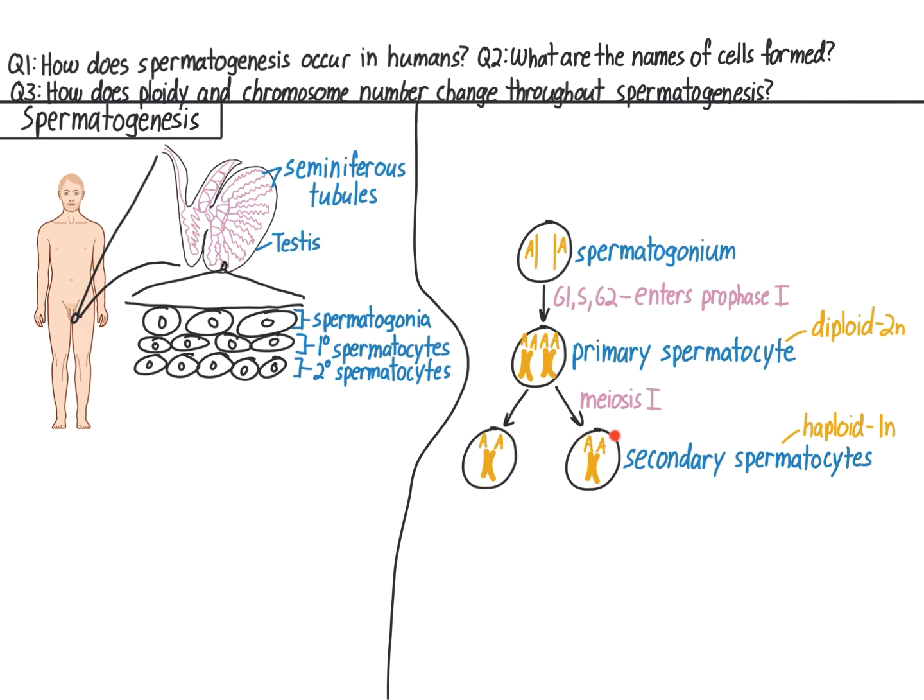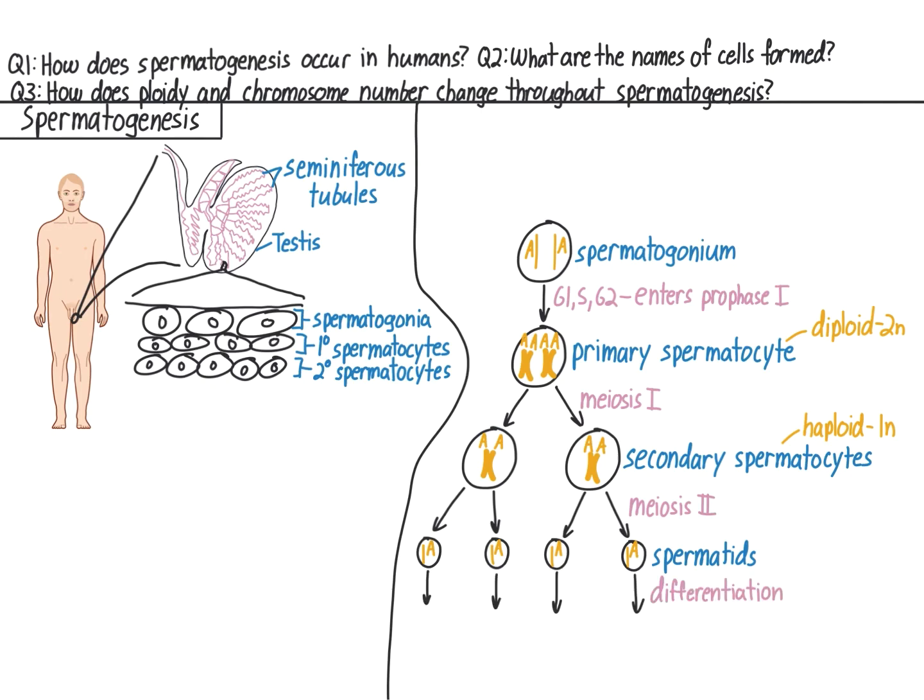The secondary spermatocytes go through meiosis 2, producing 4 haploid cells. These cells are called spermatids. They then go through differentiation, which is basically a cell becoming a more specialized version of itself, and is often accompanied by changes to cell structure and function. In this case, the cells shrink and develop a tail to become sperm. Once they've fully matured, sperm are also known as spermatozoa.